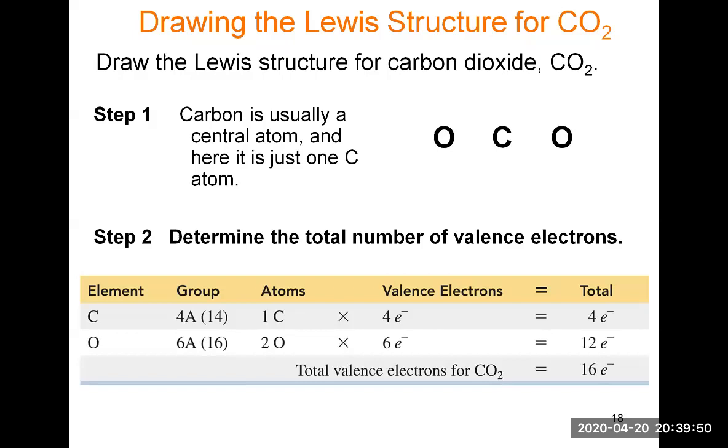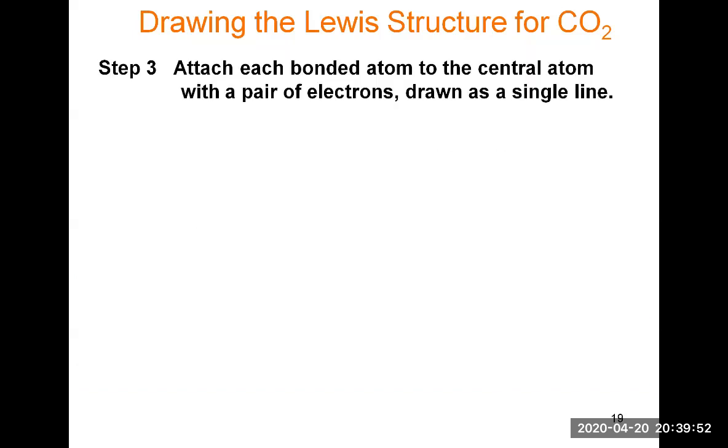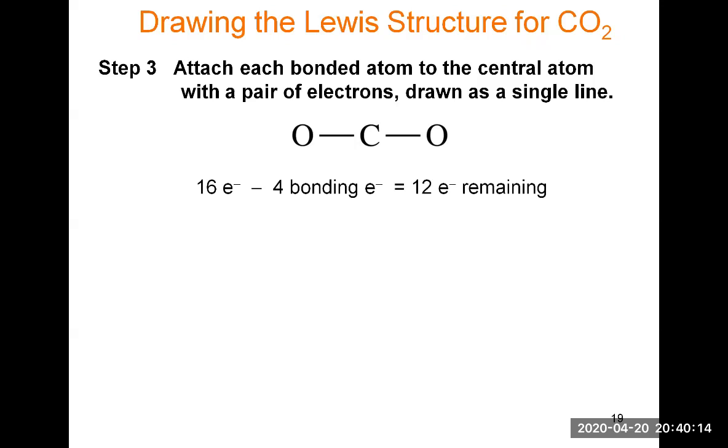So the next step is to do the lines that symbolize the bonds between the C and the oxygen. By doing this, we have used two single bonds times 2 electrons each. It's 4 electrons. So you do 16, the total, minus 4 electrons from the bonding electrons, and that's 12 electrons remaining.